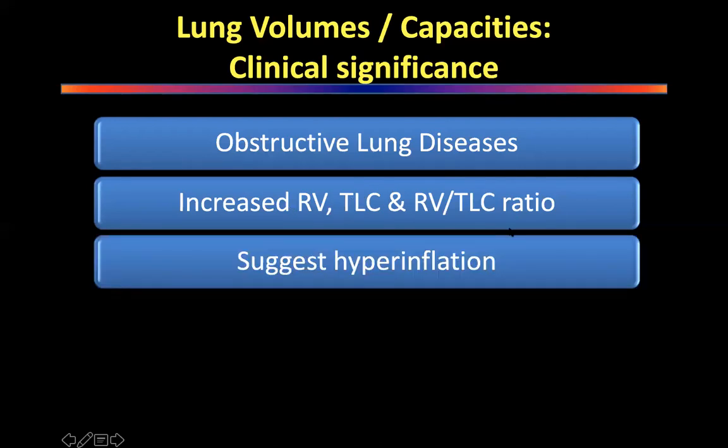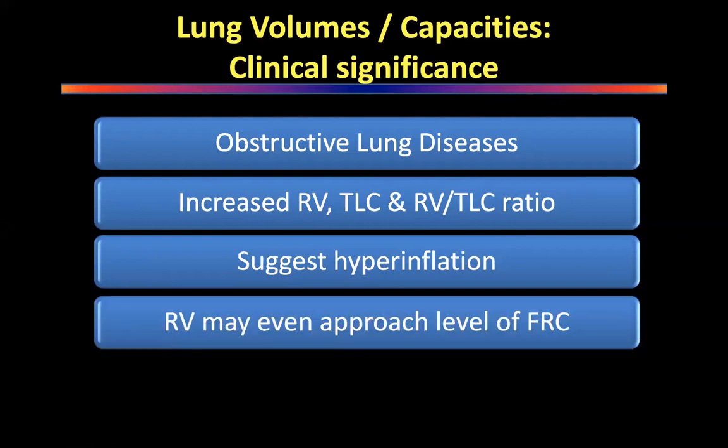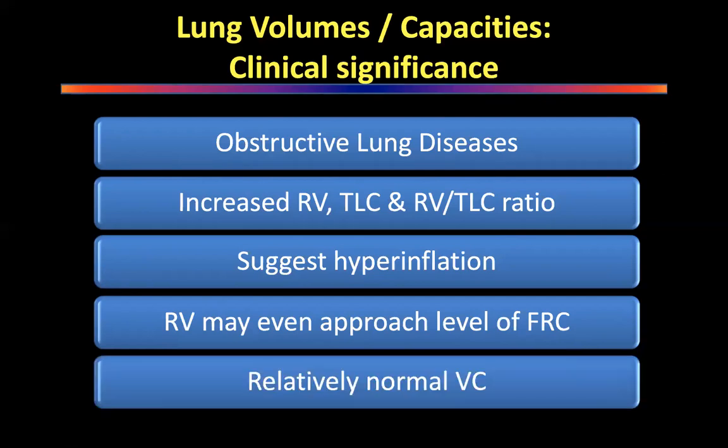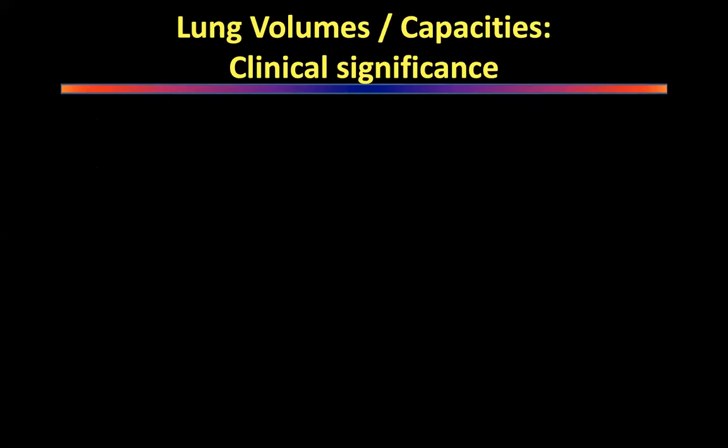It suggests hyperinflation of the lung. It suggests bullous disease, emphysematous disease. So there's lung being trapped behind there. RV may even approach the level of FRC, which means that a huge amount of volume can be left behind in the lung. You're not even able to blow out the air accurately. And the VC is relatively normal. So the inspiratory and expiratory things are okay, but the residual volume is very, very high. And that is how you diagnose obstructive lung disease in whole body plethysmography.